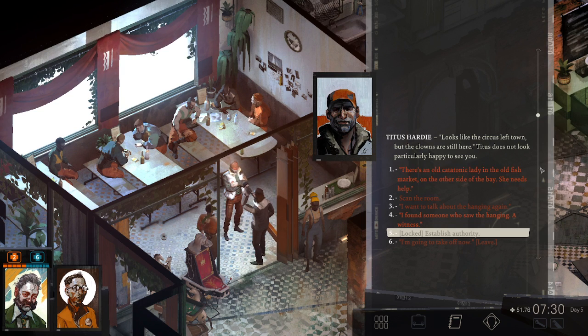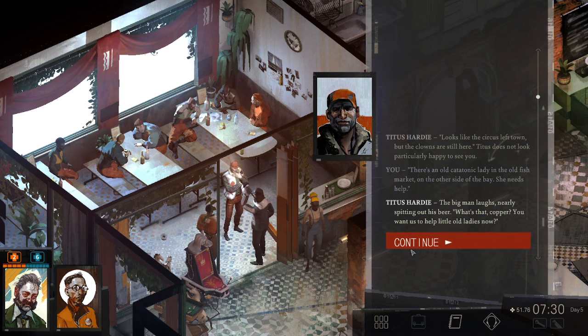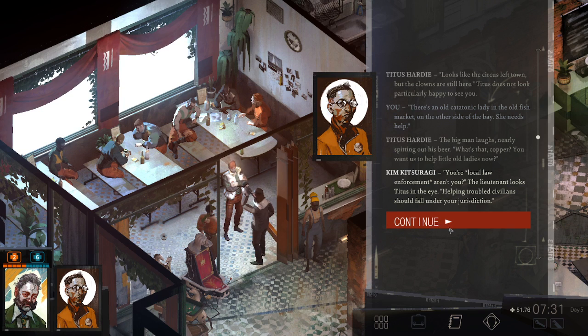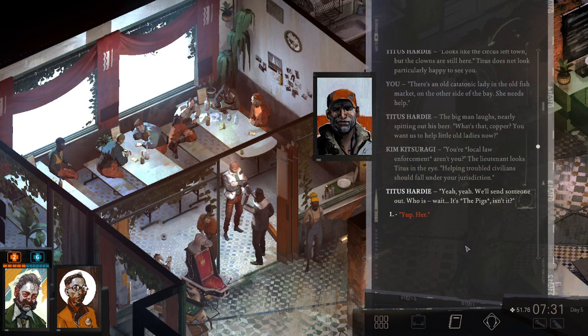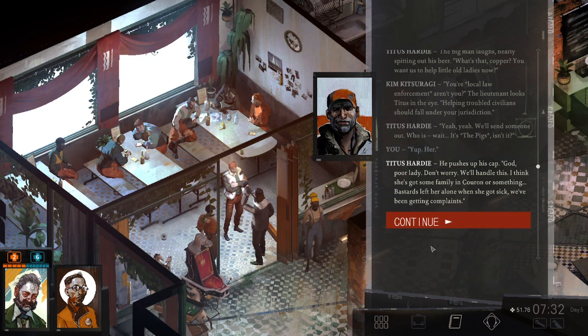There's an old Catonic lady in the old fish market on the other side of the bay. She needs help. What's that, Copper? You want us to help little old ladies now? The big man laughs, nearly spinning out his beer. You're local law enforcement, aren't you? Helping troubled civilians should fall under your jurisdiction. The lieutenant looks Titus in the eye. Yeah. We'll send someone out. Who is? Wait. It's the pigs, isn't it? Yep. God. Poor lady. Don't worry. We'll handle this. I think she got some family in Kurong or something.